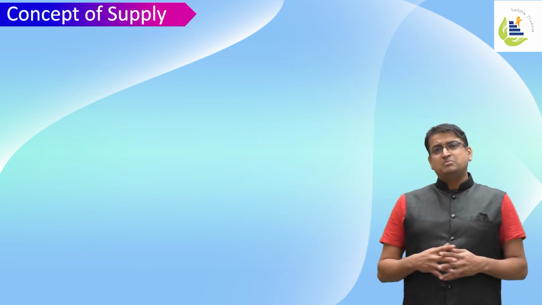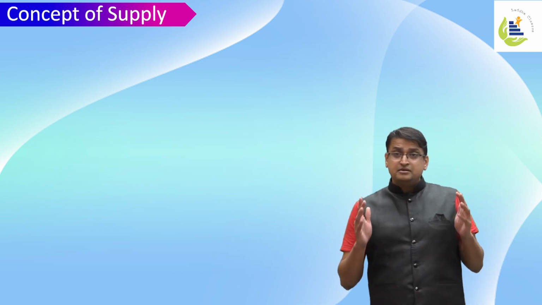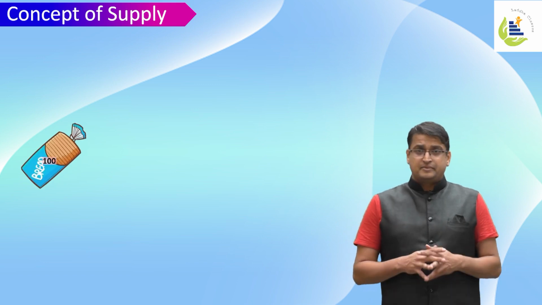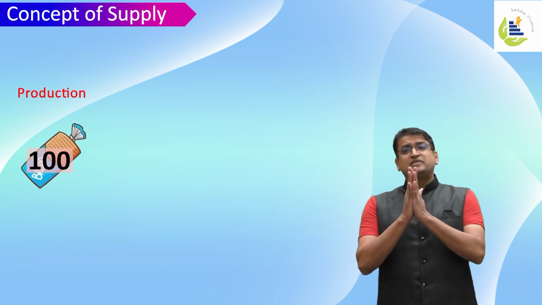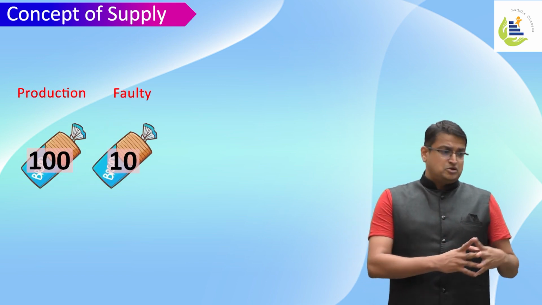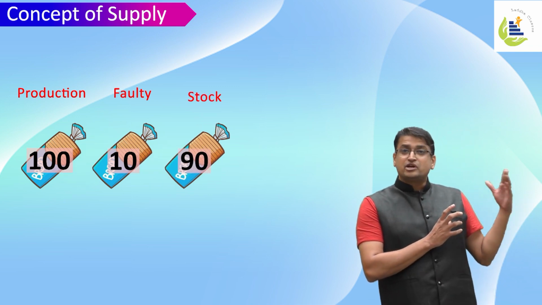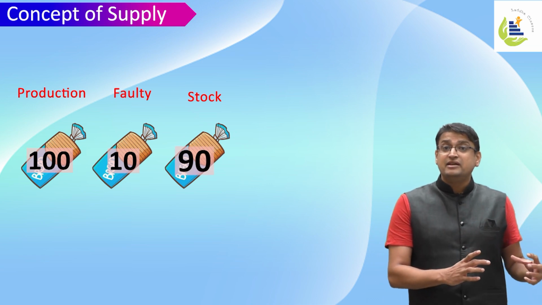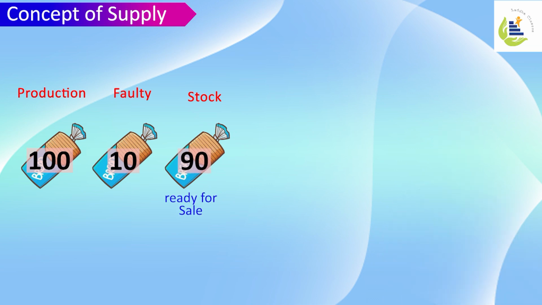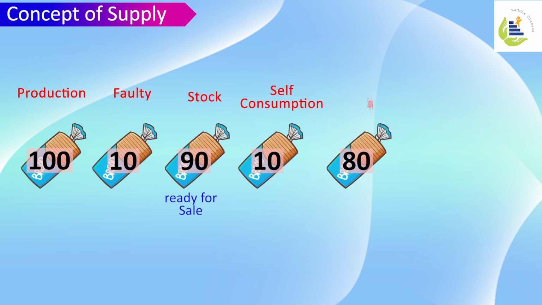I would give another example. Let's say I make 100 bread packets daily. Out of them, 10 are faulty. So with me, 90 are ready for sale. Out of the total production of 100 packets, 90 are ready for sale. So that is my stock. I kept 10 for myself, my family, my relatives. So now I'm only supplying those 80 products in the market. So supply is 80, stock is 90, production is 100.